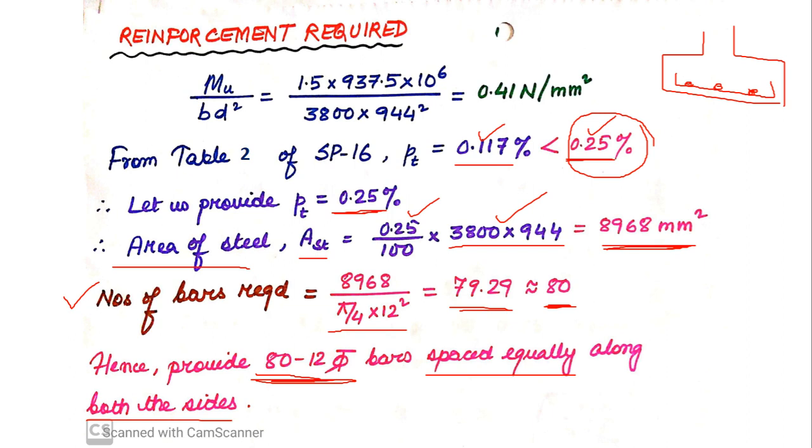Now this you can also provide for the top reinforcement layer. At the top also I will be having reinforcement in the longitudinal direction as well as in the lateral direction. So you can provide the same reinforcement at the top also. So this is how we design a pile cap.